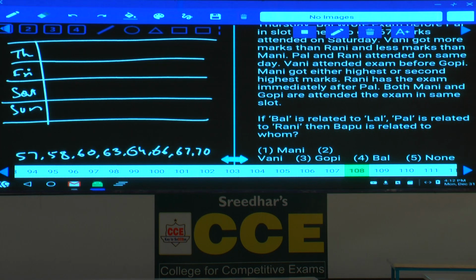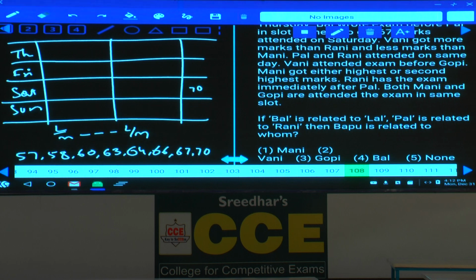The one who got the highest marks attended on Saturday. Now, on Saturday, what is the highest marks here? 70. 70 must be on Saturday. And the number of examinations held between L and M is 3. Now, between L and M, how many must be there? There must be 3 examinations between L and M.